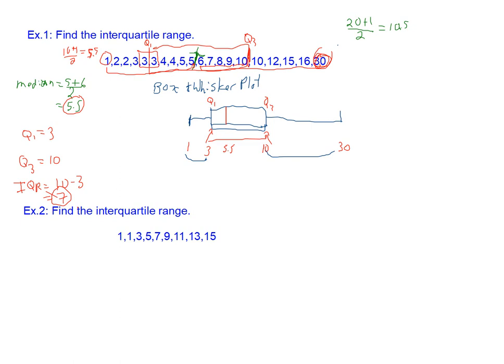So I'm just going to check here. If we do 5.5, that was our interquartile. Oh, sorry, our interquartile range wasn't 5.5. Our interquartile range was 7.